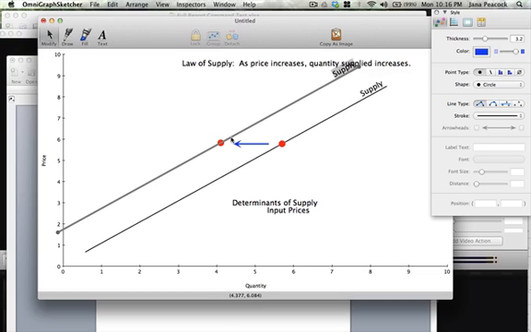This is a change in supply. The price of cotton in the market didn't change, but because my cost for making cotton went up, I'm actually willing to supply less cotton.